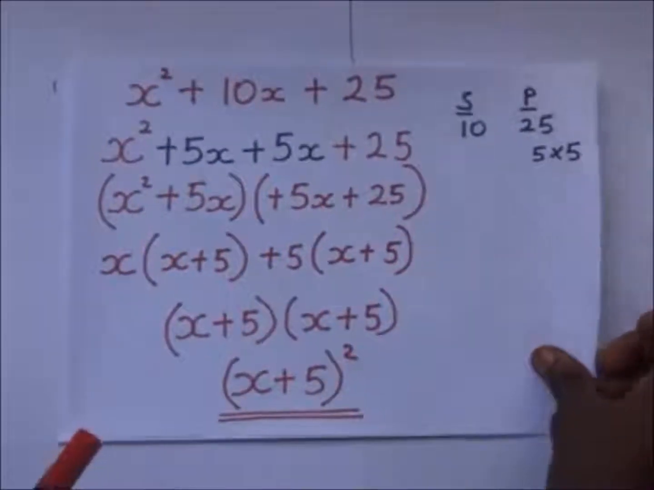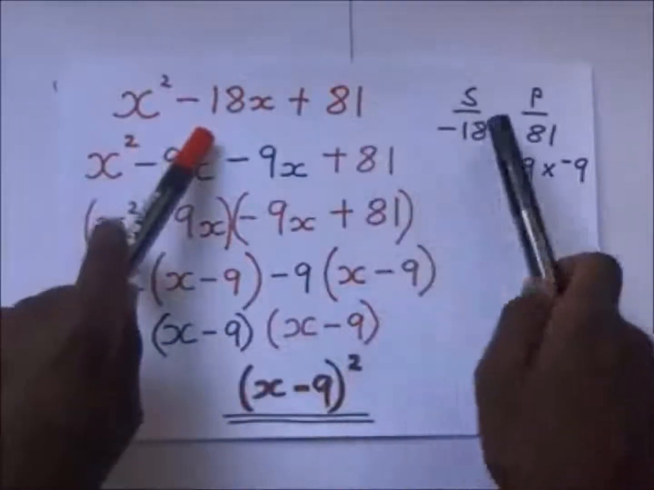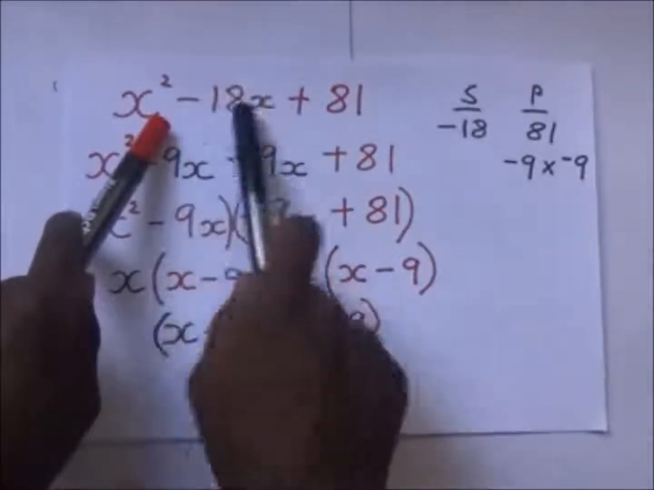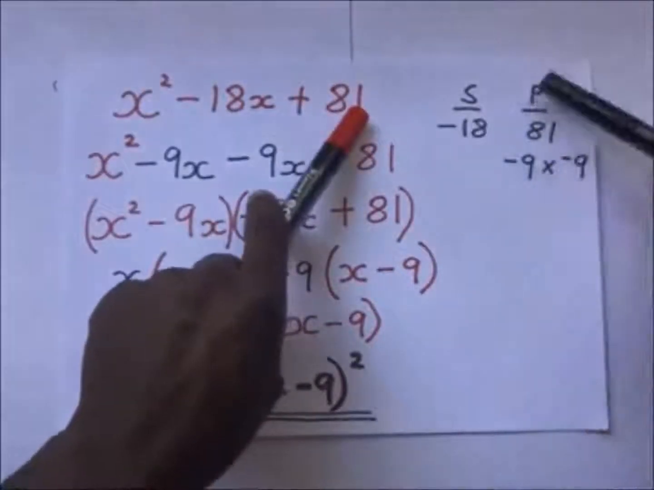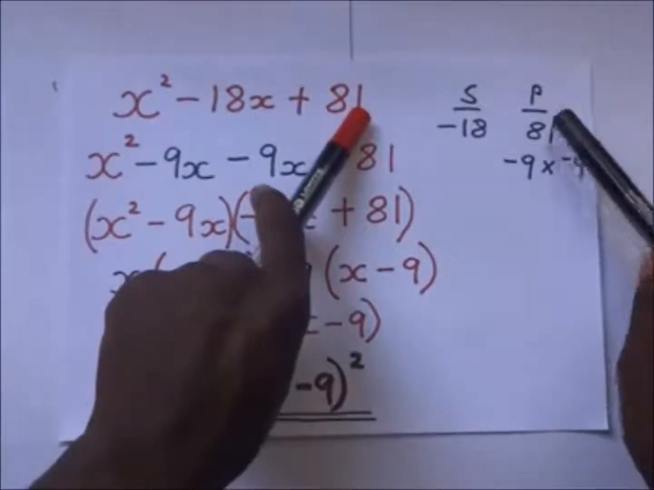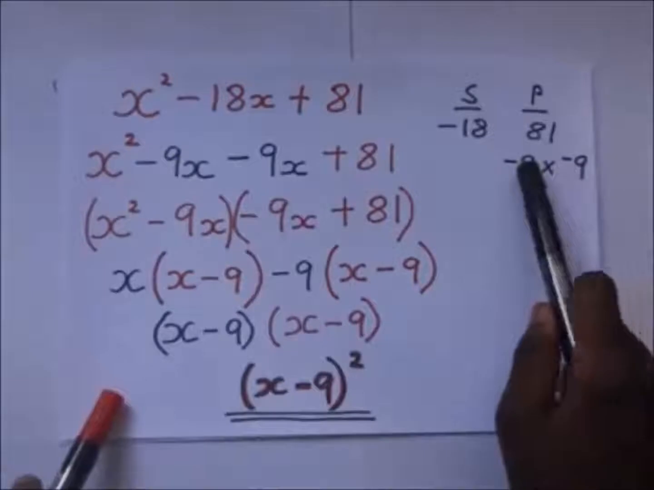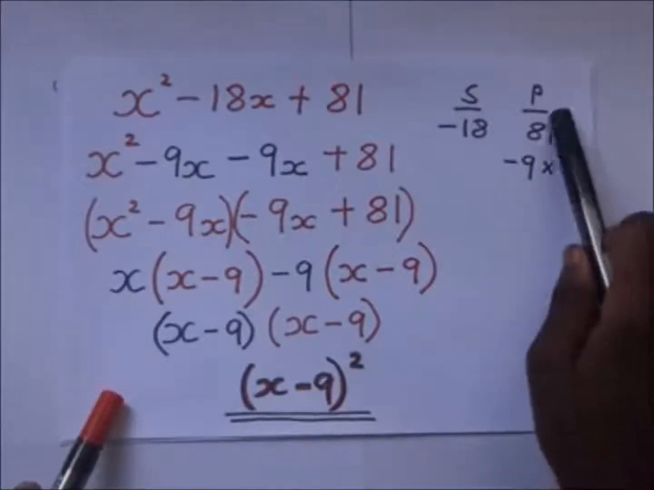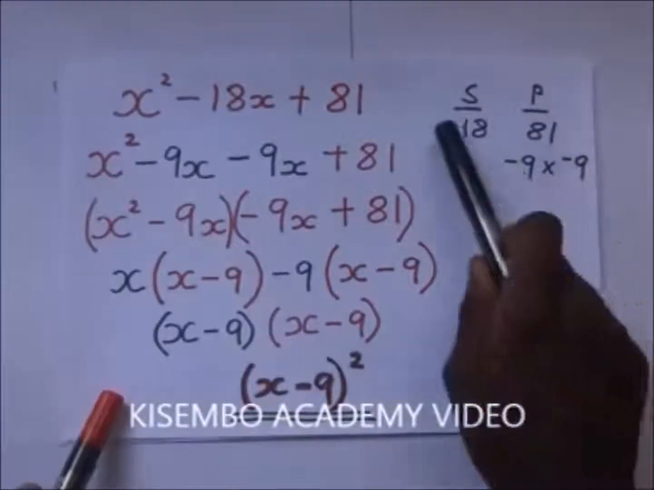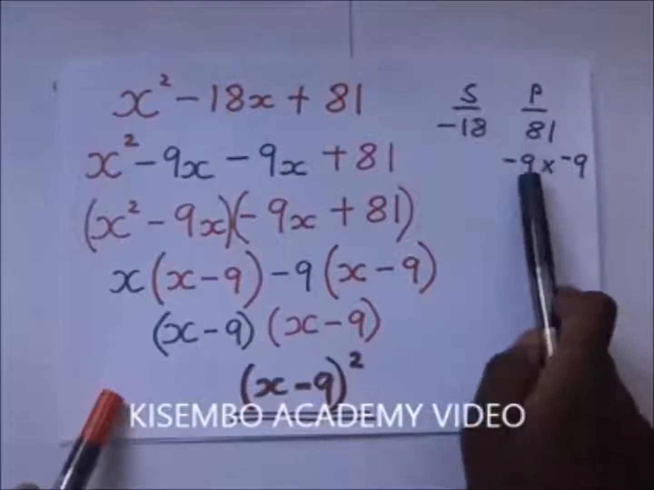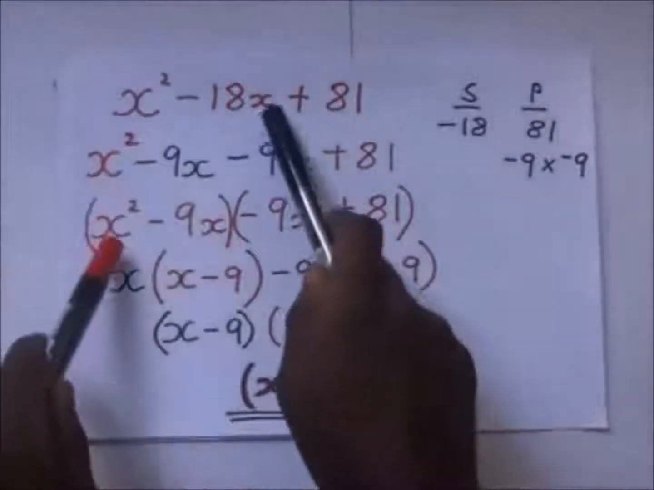It is the same in our next expression. We are still going to get two numbers to factorize this. Those two numbers should give us a sum of negative 18 when we add them, and when we multiply them, a product of 81. We get these numbers from the factors of 81, and one of the factors of 81 is 9 and 9. So negative 9 times negative 9 gives us 81, and negative 9 plus negative 9 gives us negative 18. So these are the two numbers, the roots. Negative 9 and negative 9 are going to displace this middle term.